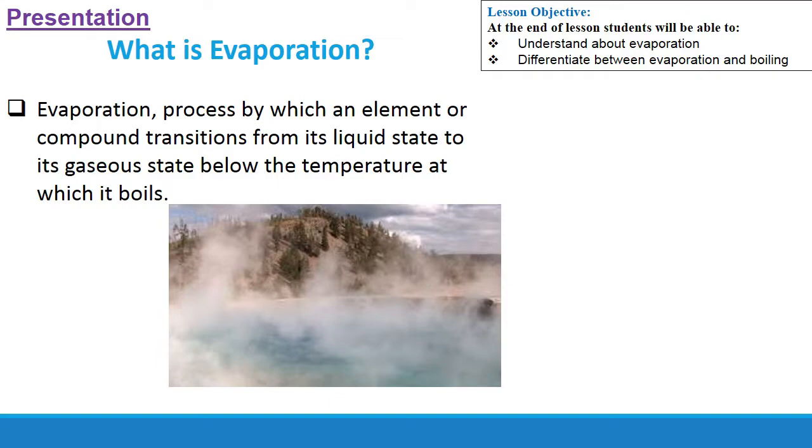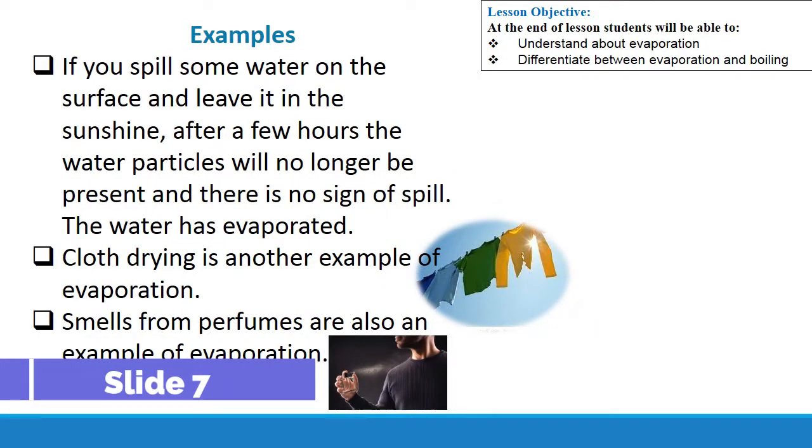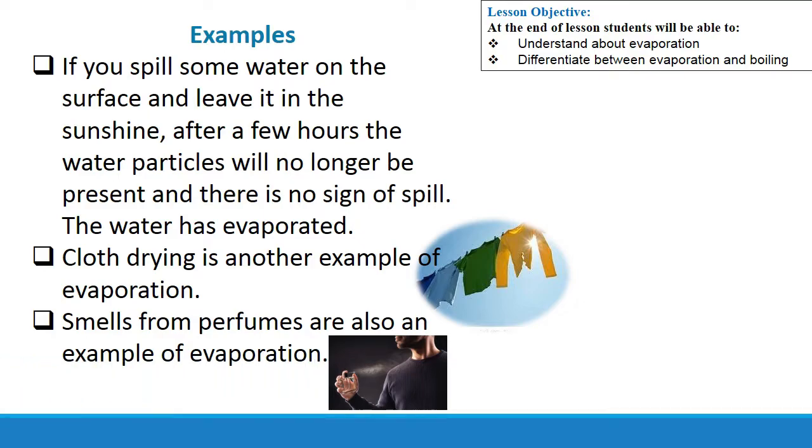With examples on slide number 7, you can understand everything. There are so many examples of evaporation. First, if you spill some water on a surface and leave it in the sunshine, after a few hours the water will no longer be present and there is no sign of a spill. This is evaporation, because all the water has evaporated. You might have noticed this; it's very common.